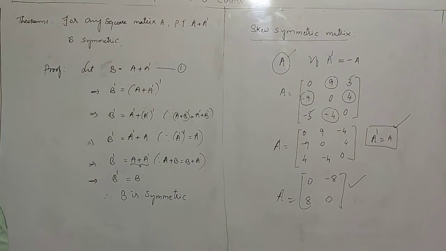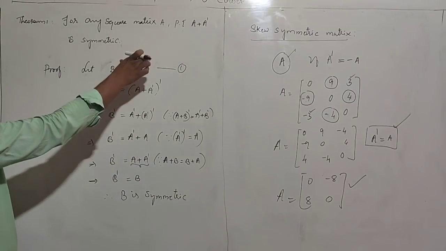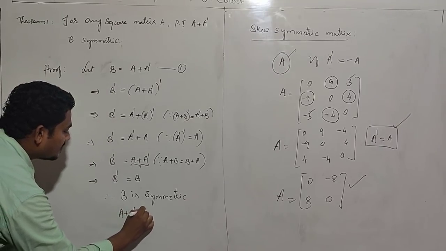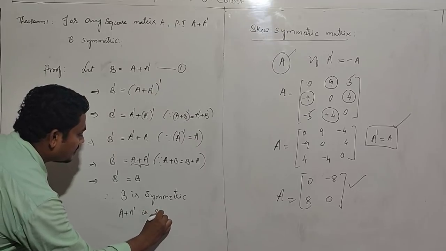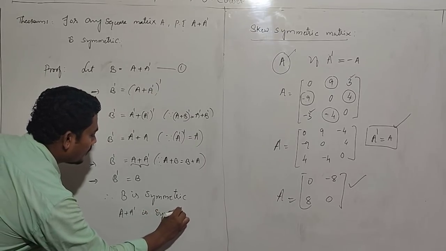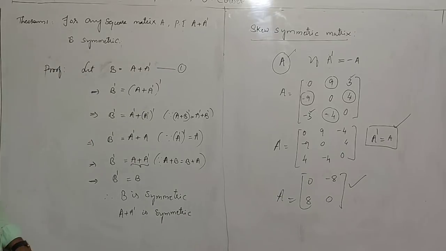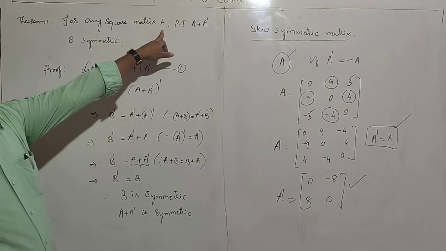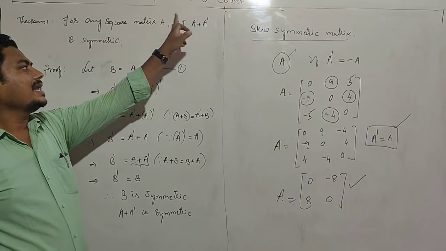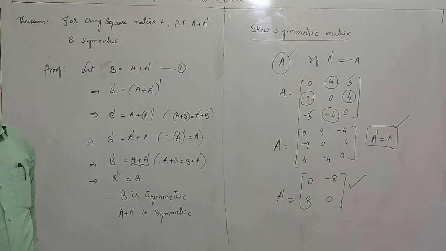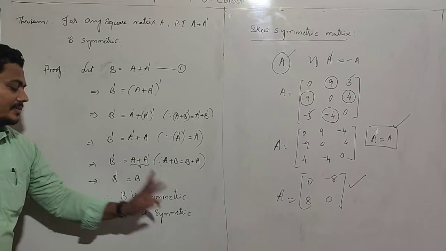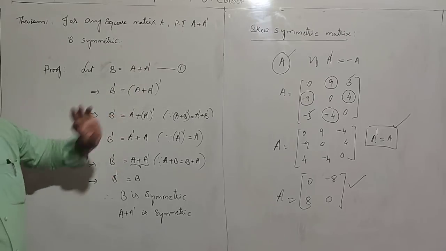Matrix B is symmetric means, what is matrix B? Look at equation number 1. Matrix B is nothing but A plus A transpose, which is symmetric. This is our required proof. For any square matrix A, A plus A transpose is always symmetric. A plus A transpose is a symmetric matrix. Next one.